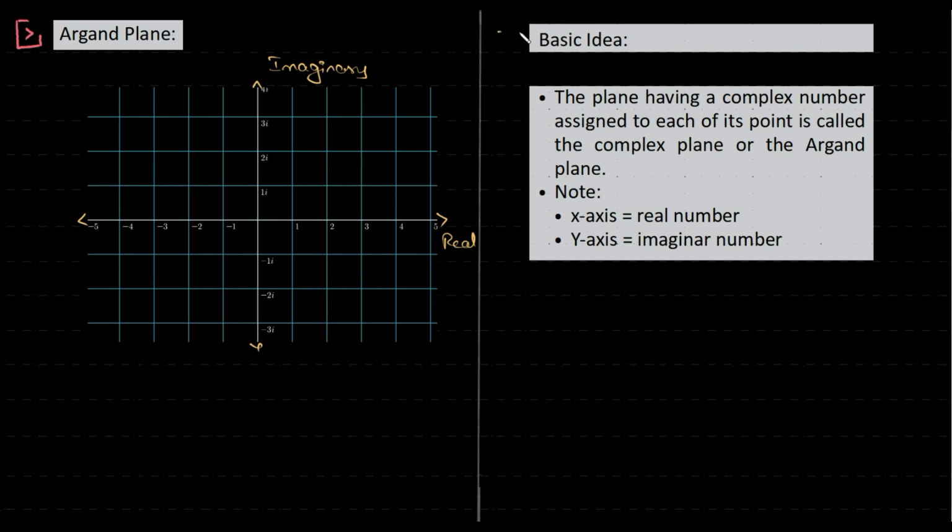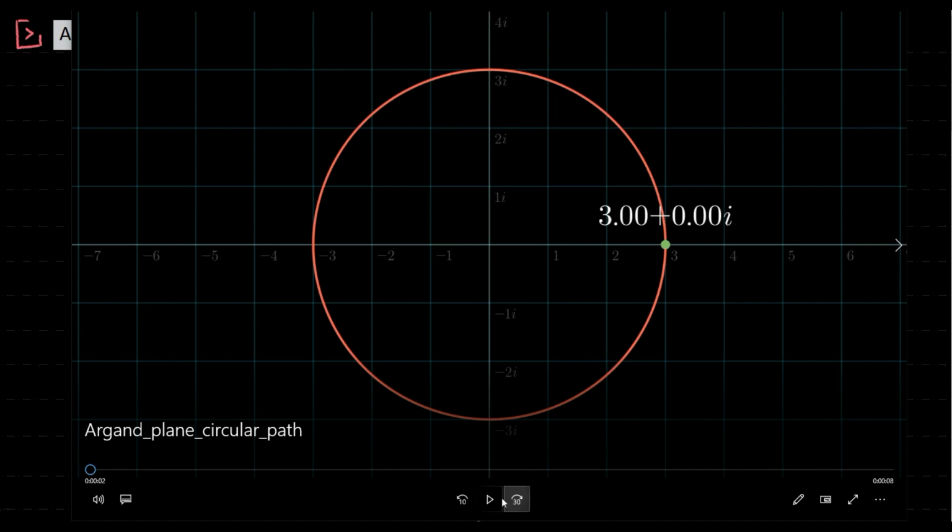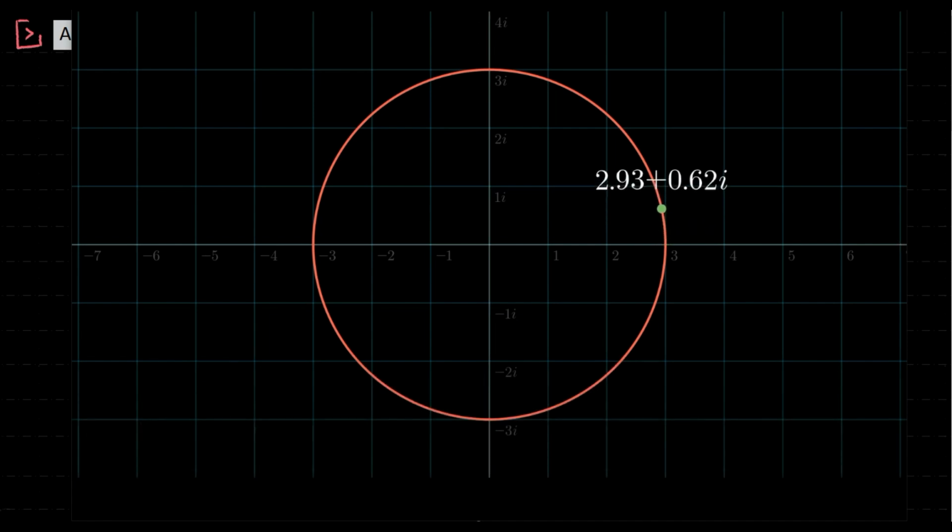So the basic idea is, a plane having a complex number assigned to each of its points is called a complex plane or an Argand plane. Here the x-axis will have the real number and the y-axis will have the imaginary number. For a better understanding, I have this coded video. So please have a look at this.